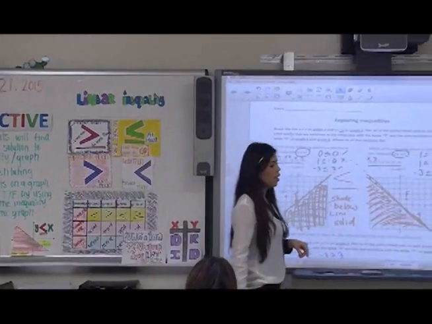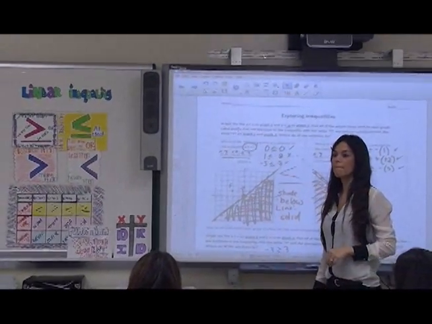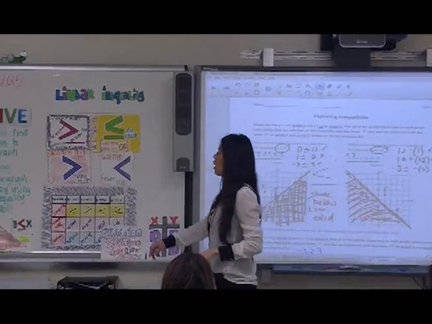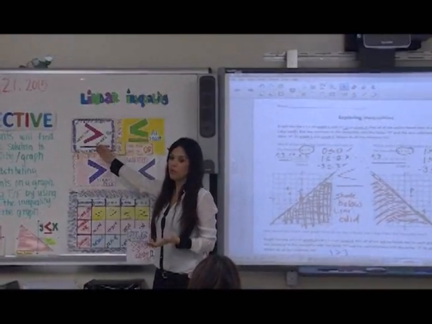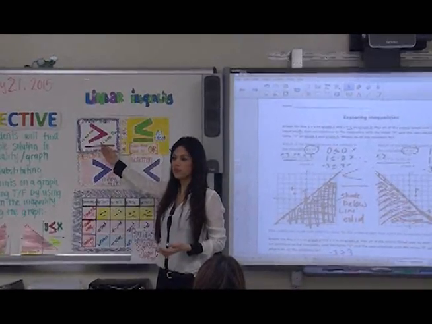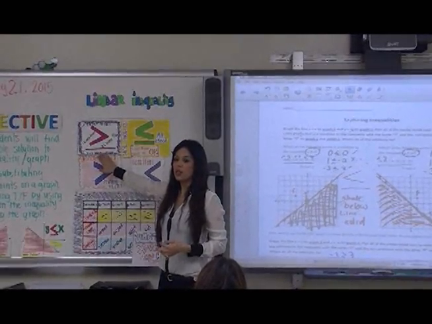Also, how do you know if it has to have the line at the bottom? How do you know? Well, it just depends. You're either going to have the line on the bottom or not. How do you know when to use it?